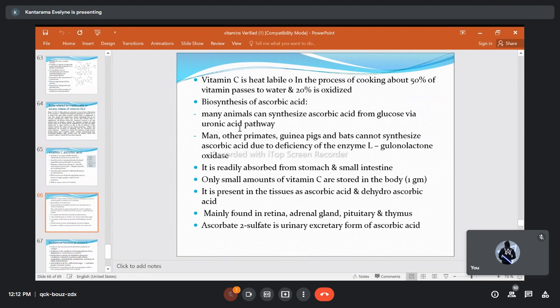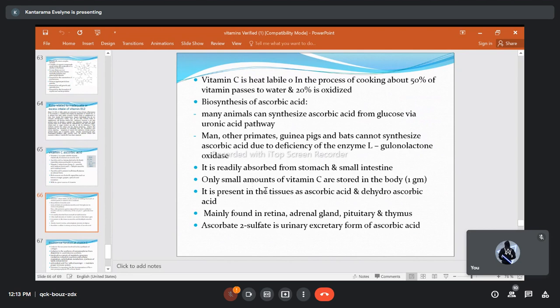It is synthesized by many animals from glucose via the uronic acid pathway. There is a pathway to produce this vitamin from glucose. But man, other primates, guinea pigs, and bats cannot synthesize ascorbic acid due to deficiency of the enzyme gulonolactone oxidase. It is readily absorbed from the stomach and small intestine. Only a small amount of vitamin C is stored in the body.